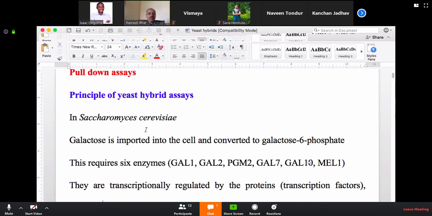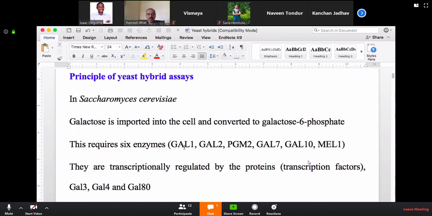This transcription factor is very important for the conversion of galactose into galactose-6-phosphate. Because when galactose is imported into the yeast cell, it has to be converted into galactose-6-phosphate. And this biochemical conversion requires 6 different enzymes: GAL1, GAL2, PGM2, GAL7, GAL10, and ML1. These are the 6 genes which are to be expressed when galactose is to be converted to galactose-6-phosphate.